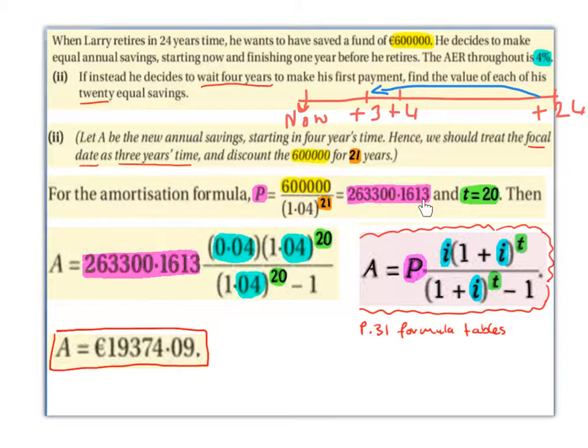263,300.1613. And subbing into the formula now, t is 20, because if he wants to retire in 24 years, and he's not going to start paying for another 4 years, there's a difference of 20. So we substitute into the formula. So P is 263,300.1613. The 3 i's are going to be 0.04. And the 2 t's are going to be 20. And we end up getting 19,374.09. So if he decides to wait 4 years before making his first payment, then this is the value of his 20 equal savings.